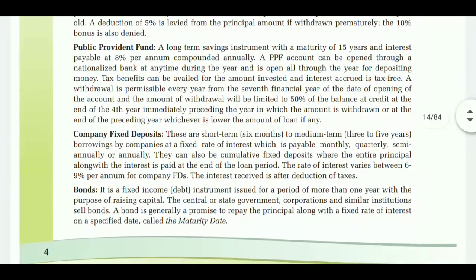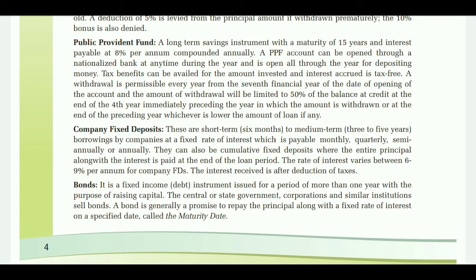Company fixed deposits. These are short term, 6 months, to medium term, 3 to 5 years, borrowing by companies at a fixed rate of interest which is payable monthly, quarterly, semi annually, or annually. They can also be cumulative fixed deposits where the entire principal along with the interest is paid at the end of the loan period. The rate of interest varies between 6 to 9% per annum for company FDs. The interest received is after deduction of taxes.